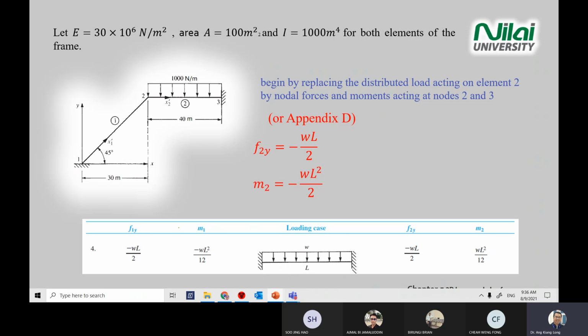M2 equal to this one, which means this one you put in here. So you modify this to become F2y. This one also here. Although in Appendix D it is M1, you put it into the case that you see in the question, so this one becomes M2. You do the same procedure. This one will become point number 3. This one will become the moment at point number 3. So this one will become M3. This one becomes F3y. Okay.